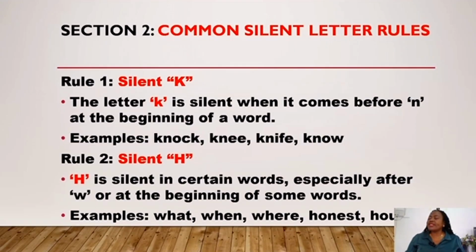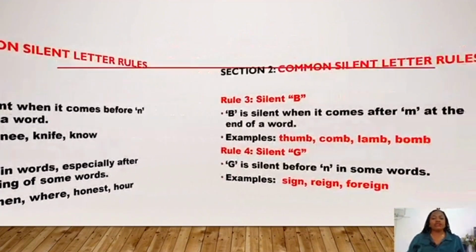We don't pronounce the K. Rule number 2, silent H. H is silent in certain words, especially after W or at the beginning of some words. For example, what, when, where, honest, hour. Now you realize that this H is silent. We don't use it in pronunciation.